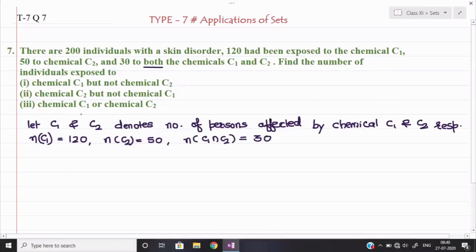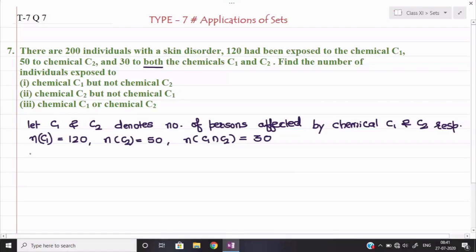The 200 is the total number of persons given who have a skin disorder, but that skin disorder may be other than C1 and C2 also. A third chemical is also possible among the persons they have taken. Suppose an infected disease is there; infected diseases can be of many types, not only 2 or 3. So whatever they have taken as C1 and C2, some more persons can be there who are infected by another skin disorder. So 200 is that figure they want to say.